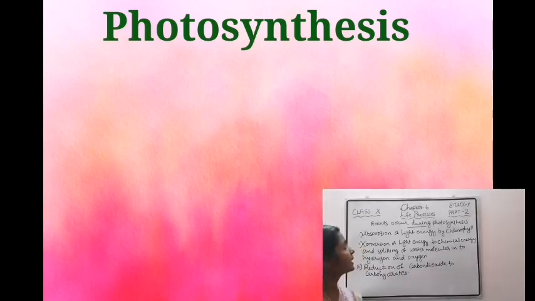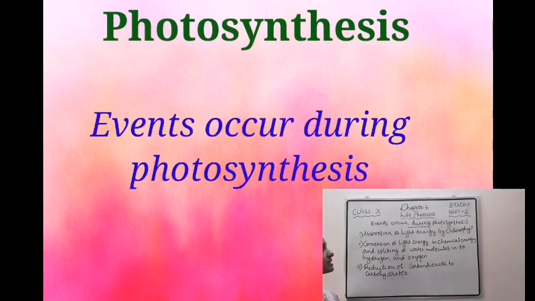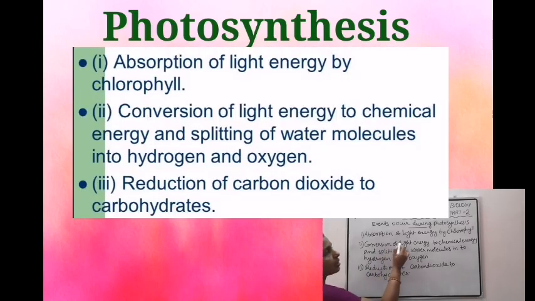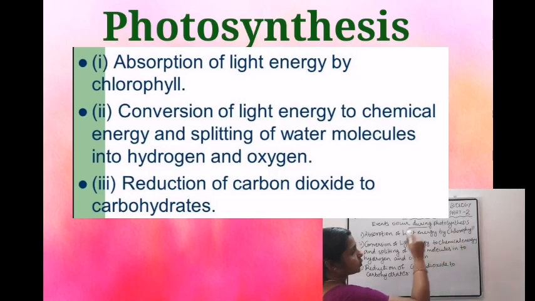Now we can study the details of photosynthesis. Which events occur during photosynthesis? Mainly three events are there. The first step is absorption of light energy by chlorophyll. You know that chlorophyll is present in the chloroplast. They absorb light energy. That is the first event in photosynthesis.